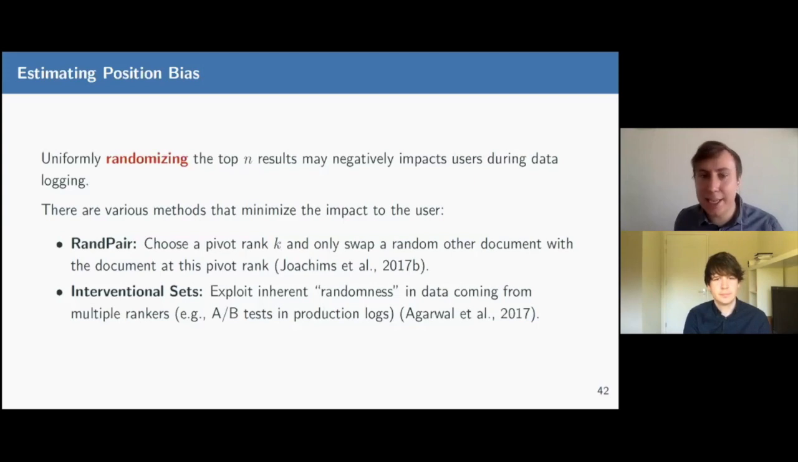These A/B tests are essentially random interventions. You're showing a ranking to a user, maybe in set A, but in your test B, you might show a different ranker. So you're doing some sort of random changes, and you're assigning users to these different rankers. The idea there is, can we exploit this inherent randomness in the collected data, because we are deploying multiple rankers to random subsets of users. And this is interventional sets.